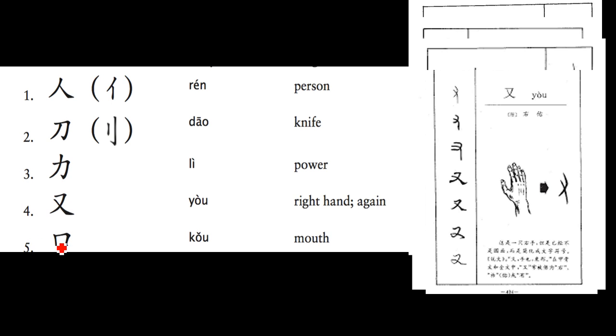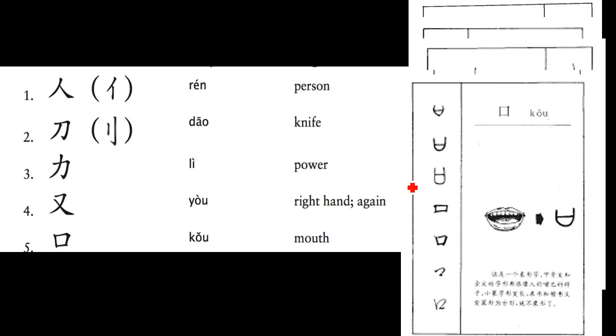Number 5, 口. The original meaning of 口 is an open mouth. In 甲骨文, 金文 and 篆文, they have similar shapes, that is an open mouth. But in 隶书 and modern script, we use a small square to represent the mouth.